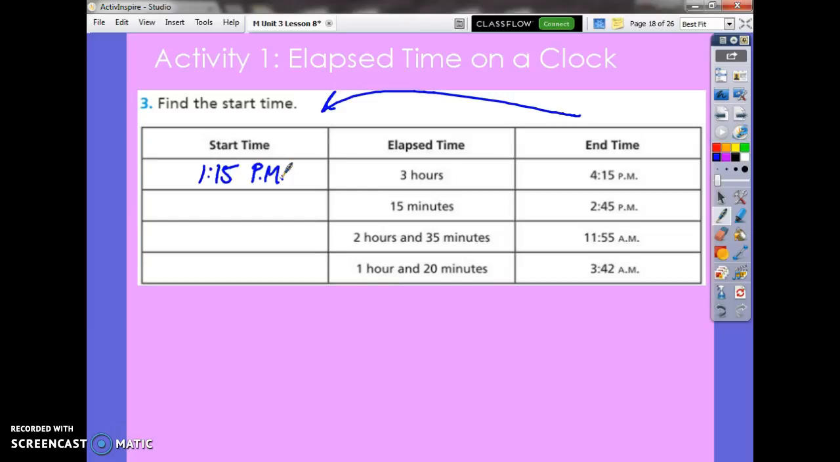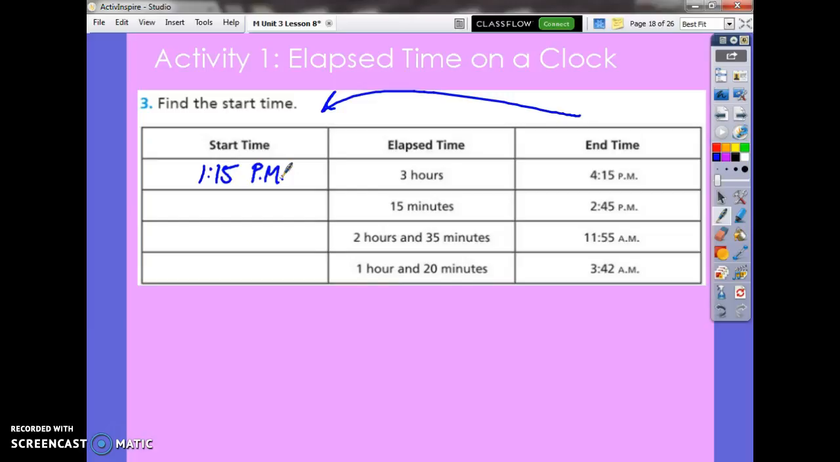So I like thinking of stories for the time. So maybe we had an extra recess at the end of the day, and it ended at 2:45. I gave you 15 minutes of free recess. What time did that recess start? That could be a good question. So the free recess ended at 2:45. It lasted 15 minutes. It was a 15-minute free recess. What time did it start?